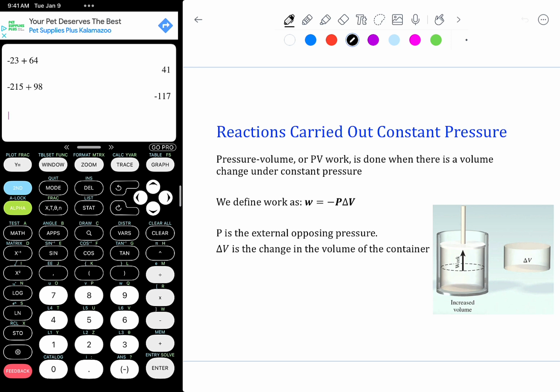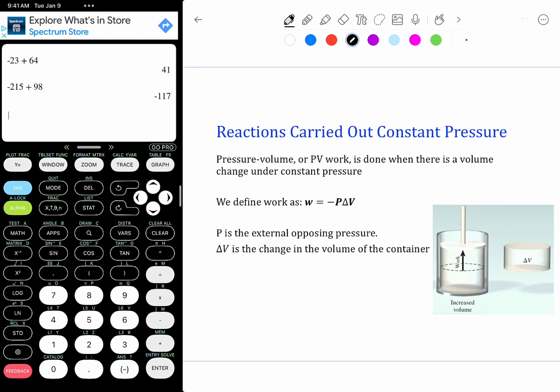Continuing on with our discussion of chemical reactions, energy, heat, and work, let's talk about reactions that are carried out at constant pressure. Pressure volume work, or PV work, is done when there is a volume change under constant pressure. This is like a piston in your car engine that moves up and down when the engine is running.